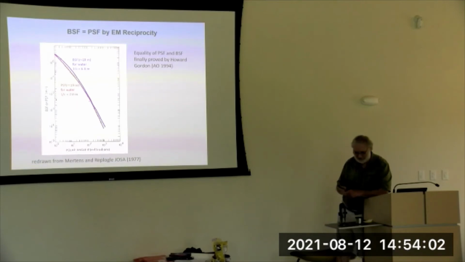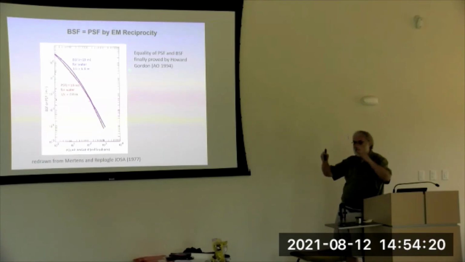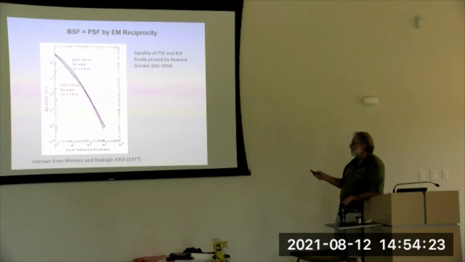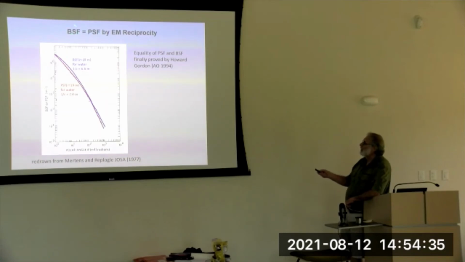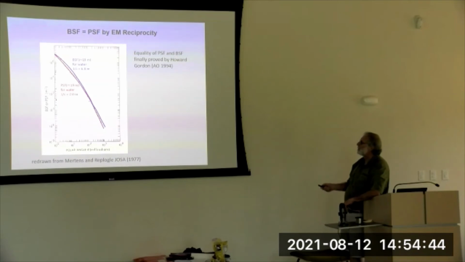At conferences way back when I was your age, fistfights would break out with people arguing about whether or not the beam spread function and the point spread function were numerically equal. Finally, after 20 years of arguing, Howard Gordon sat down, went through all the radiative transfer theory, and proved that these things are exactly the same. They're just measured in different ways. So people usually just work with the point spread function and talk about that, even though they may be looking at how a laser beam propagates, but it's the same thing.